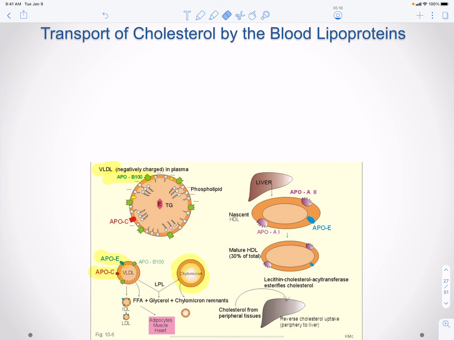For your high-density lipoproteins, you have a nascent high-density lipoprotein, which is going to have ApoA2. It's also going to have ApoE, because remember, it's going to transfer that to your very low density lipoproteins and your chylomicrons. And then you have a mature high-density lipoprotein particle as well.